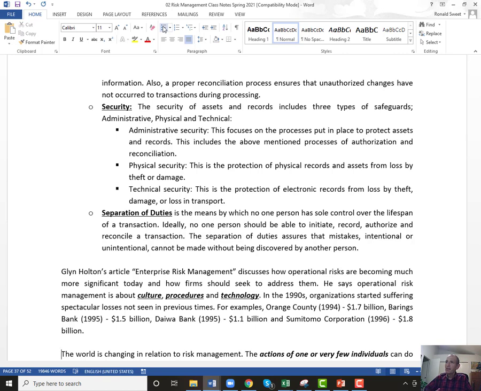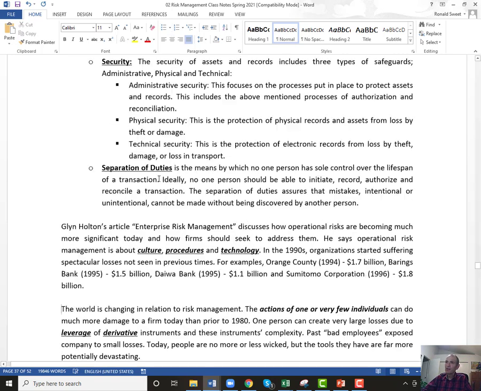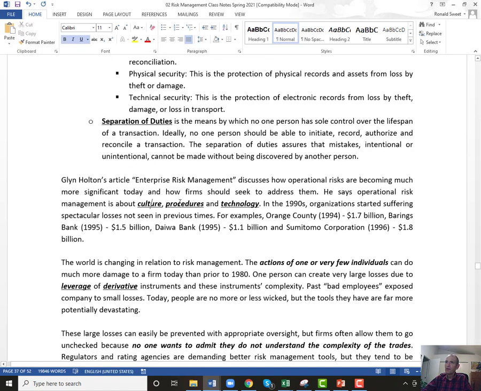But he said things have gotten much more difficult for risk management. Key to risk management, this is the reason I like his article, he says the three components are culture, procedures, and technology. And what's humorous about this article is the examples he gives of how much bigger risks are today than they used to be. And he's writing this in the late 90s.